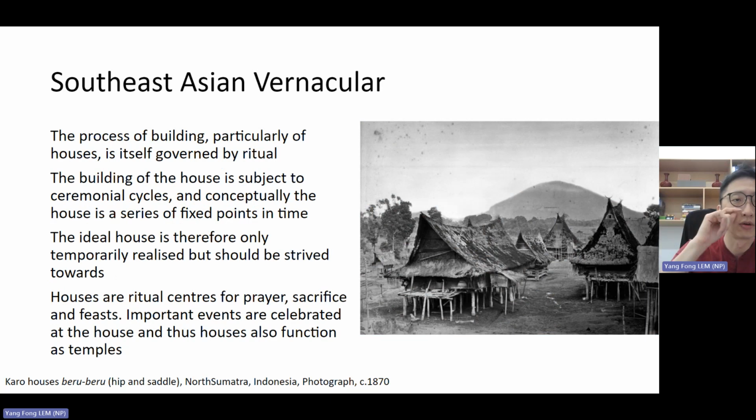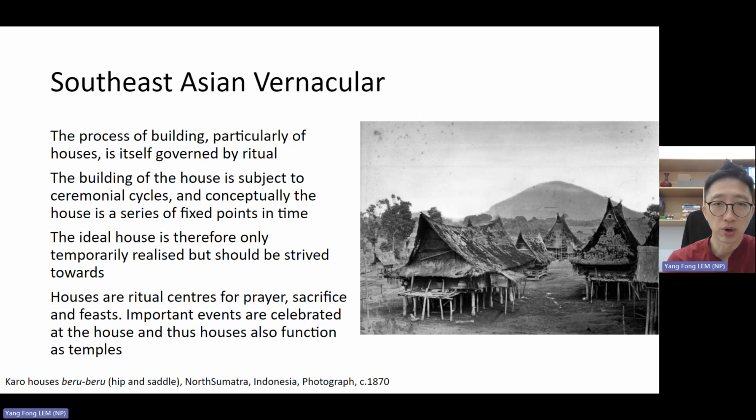And the process of building, particularly of the houses, is in itself governed by ritual, right? So, for example, nowadays if you want to build a new house, and the client tells you that, oh, I need to consult the feng shui, find a time for it, the master will come down and do certain ritual, you would think, oh, it's a bit superstitious, right? It's kind of a common opinion, lah. If you find someone going to that extent. But once upon a time, the process of building is governed by ritual, by this kind of belief system. It's governed by culture. So the building of the house is subjected to ceremonial cycles, and conceptually, the house is a series of fixed points in time. So the ideal house is therefore only temporarily realized, but should be strived towards.